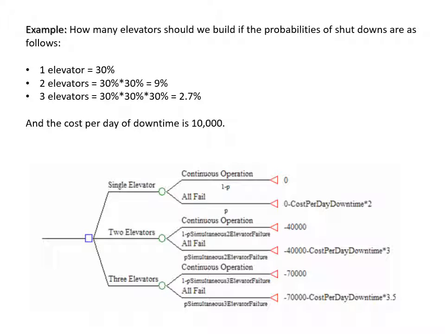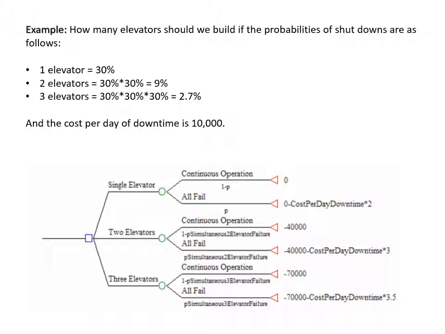The bottom branch coming out of the single elevator chance node is 0 minus the cost per day of downtime times 2. And so we're saying that in this case, the minus cost per day of downtime times 2 would be the cost associated with that elevator failing.